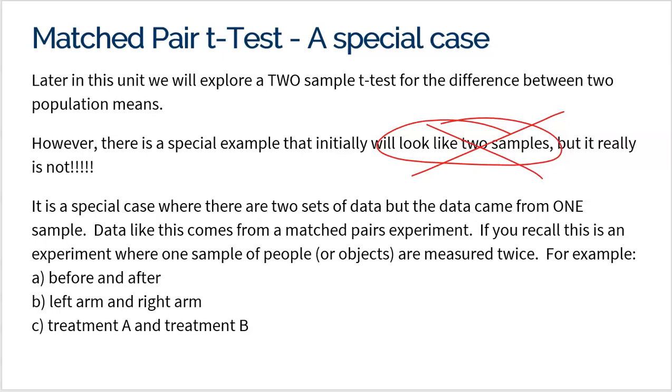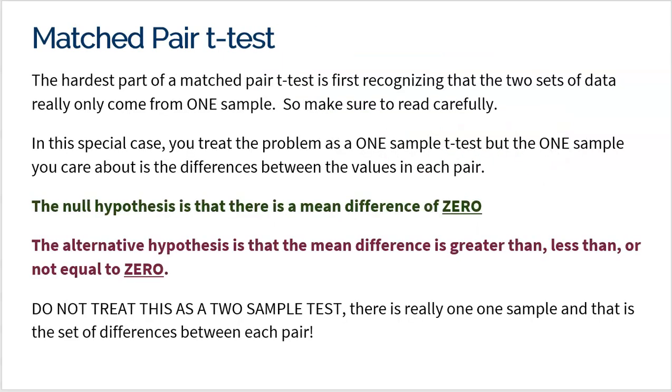Now, in all of these cases, the idea is it's going to look like you have two sets of data, but you really only have one set of data, and the set of data you care about is the differences. So you've got to emphasize this, and I've got to make sure I spend some quality time on this, because later on in this unit, a couple topics from now, we are going to start looking at two samples. But that is when you clearly have two samples: boys, girls, Americans, Canadians, right? We're not talking about that right now. We're talking about one sample that gets measured twice, okay? So the hardest part of a matched pair t-test is just first recognizing that the two sets of data really come from one sample. So you've got to make sure that you read this carefully.